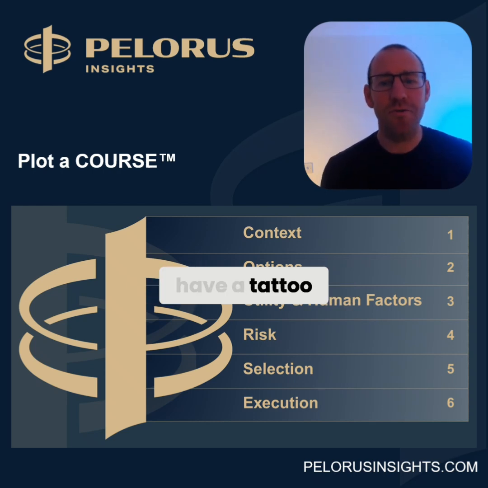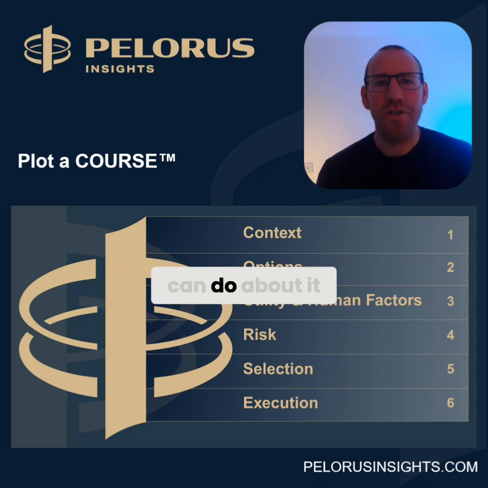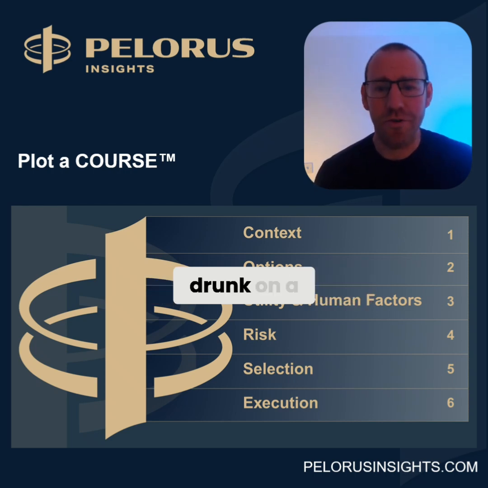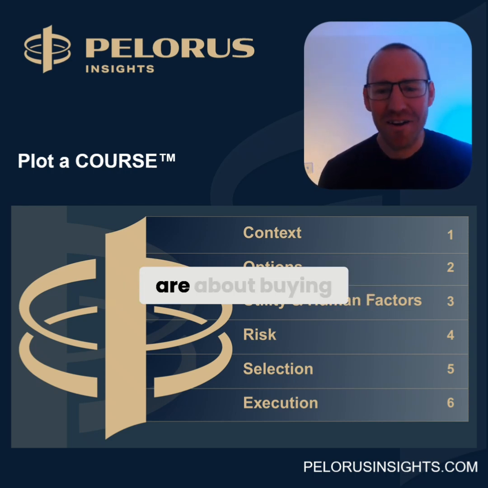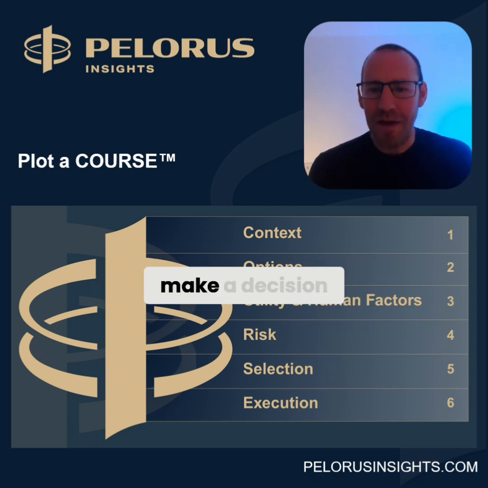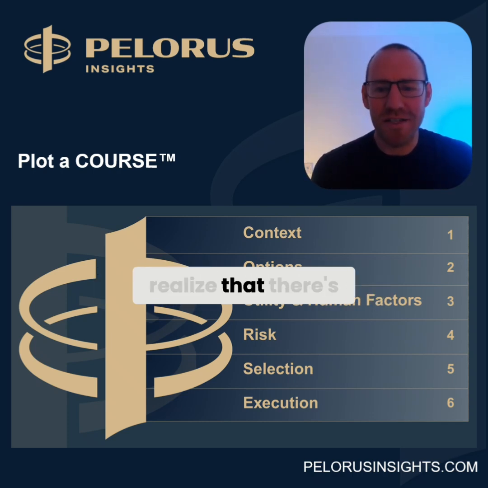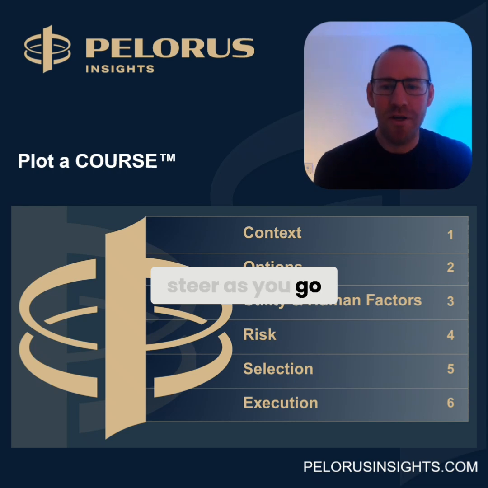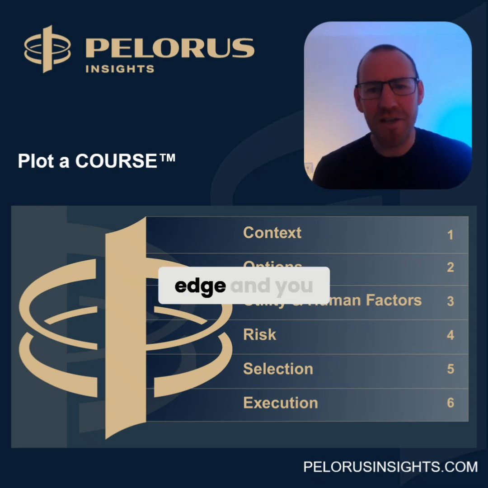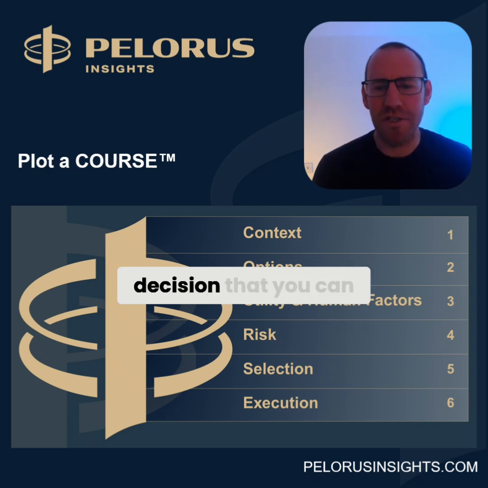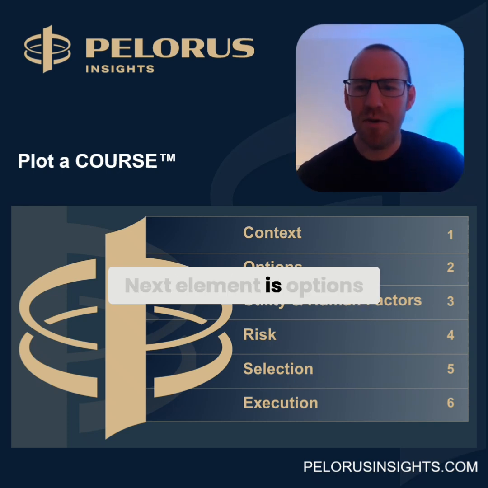If you have a tattoo, you've pretty much got it for life and there's not much you can do about it. So you're going to think a lot more about having a tattoo, unless you're drunk on a night out or something, than you are about buying and putting on a hat. And the same applies to decisions. If you can make a decision, begin to execute, realise that there's something going wrong and go back to where you are now, then that's probably fine. You should take the decision and steer as you go. But if you take the decision and you go off a cliff edge and you can never come back to where you are now, then you want to make sure that you've made the most rigorous decision that you can. So that's context. Next element is options.